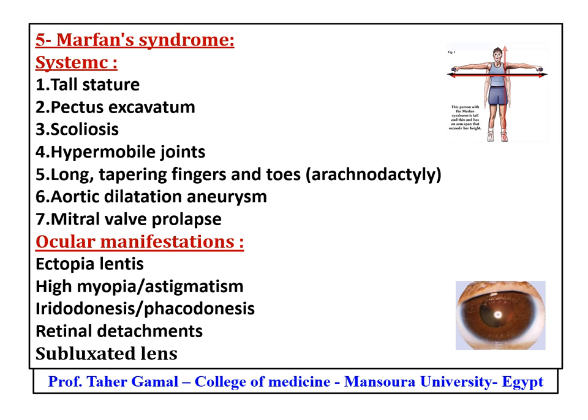The other metabolic disorder is Marfan syndrome. Systemic features: tall stature, pectus excavatum, scoliosis, hypermobile joints, long tapering fingers and toes, arachnodactyly, aortic dilatation and aneurysm, mitral valve prolapse. Ocular manifestations of Marfan syndrome: ectopia lentis, high myopia and astigmatism, iridodonesis, phacodonesis, retinal detachment, and subluxated lens.